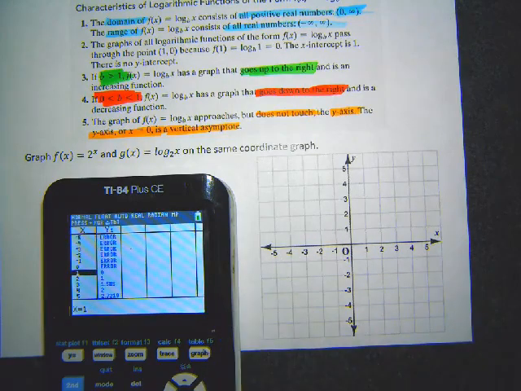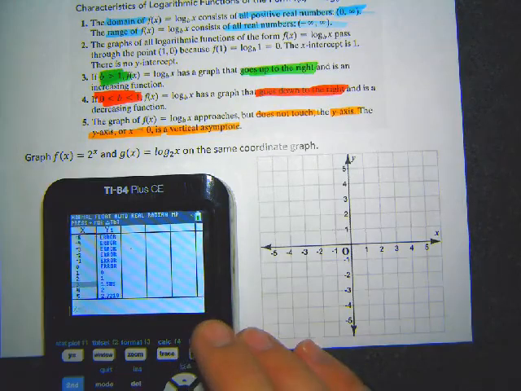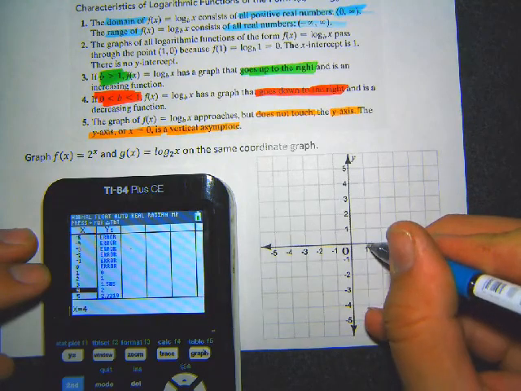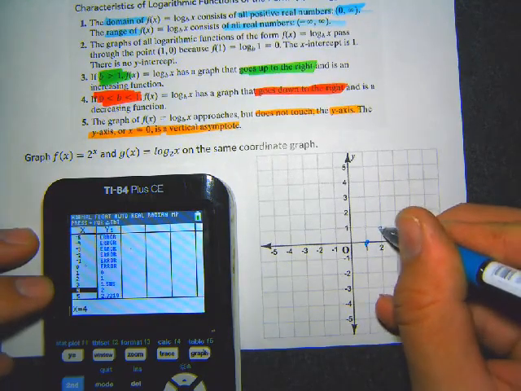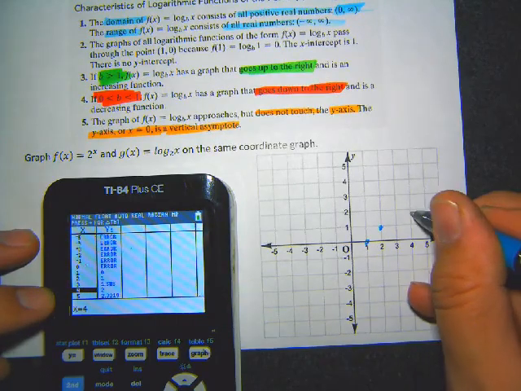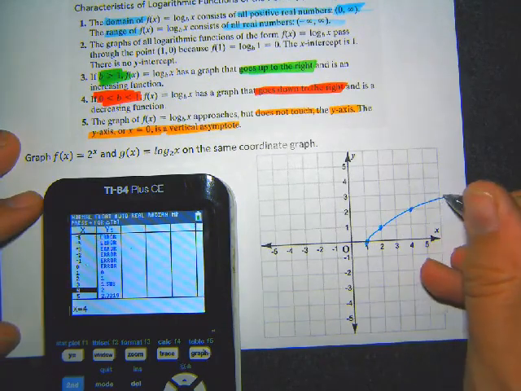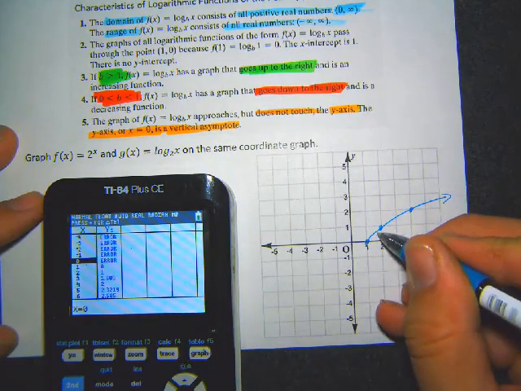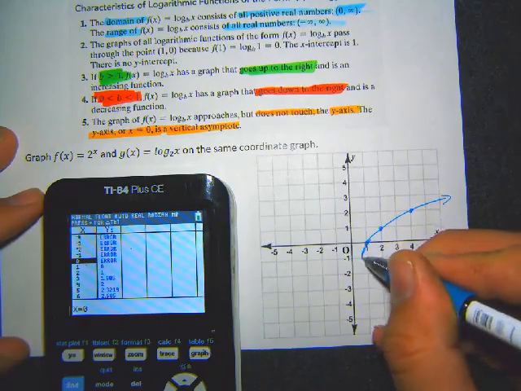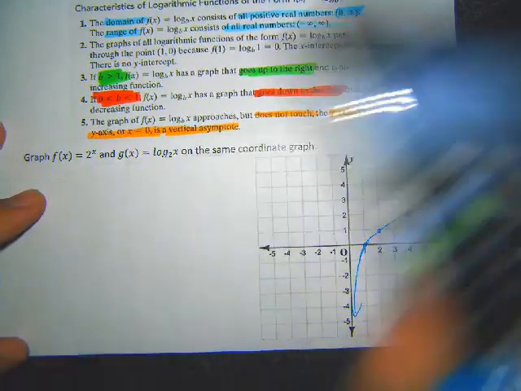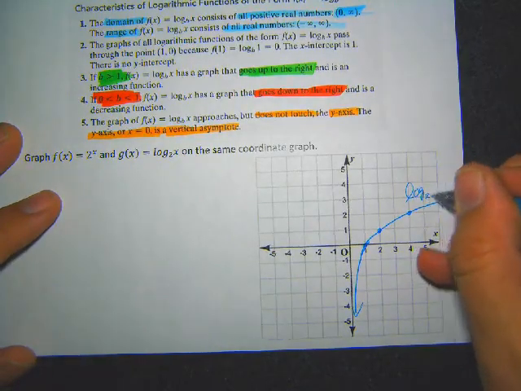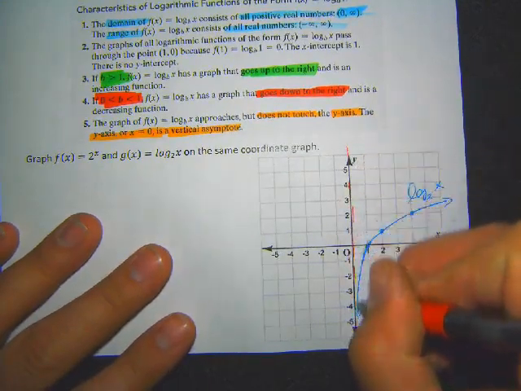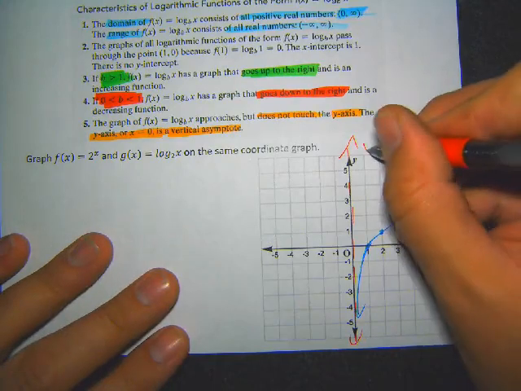But it does have values like log of 1 is 0, log of 2 is 1, log of 4 is 2. So you can use those points. It looks like this. Again, there is nothing between 0 and 1. But I do know that it is going to go like this, and that would be log base 2 of x. It does have a vertical asymptote right here.